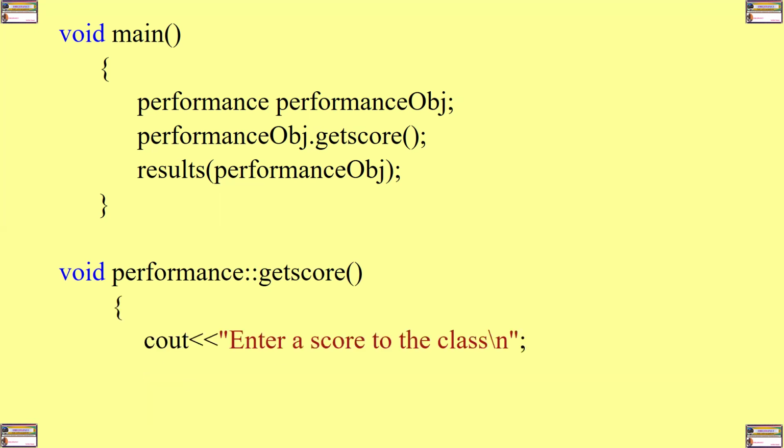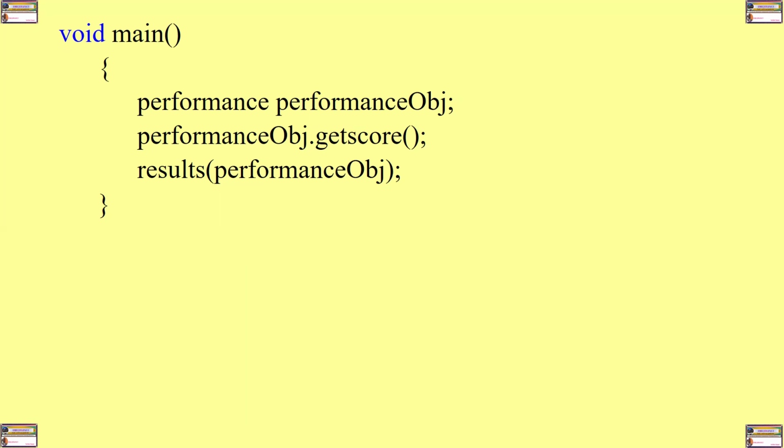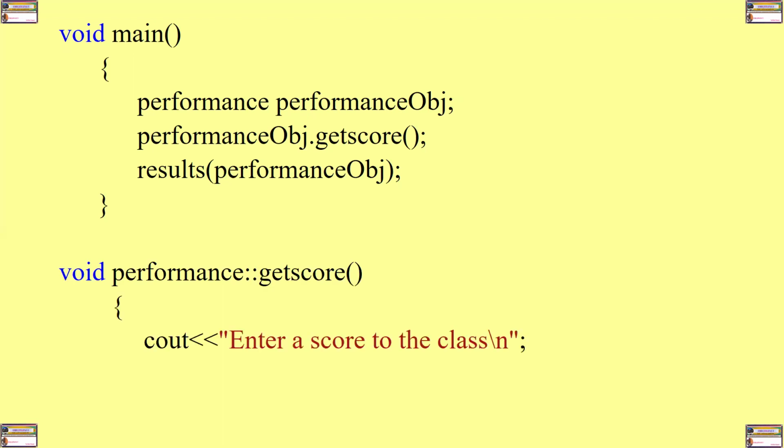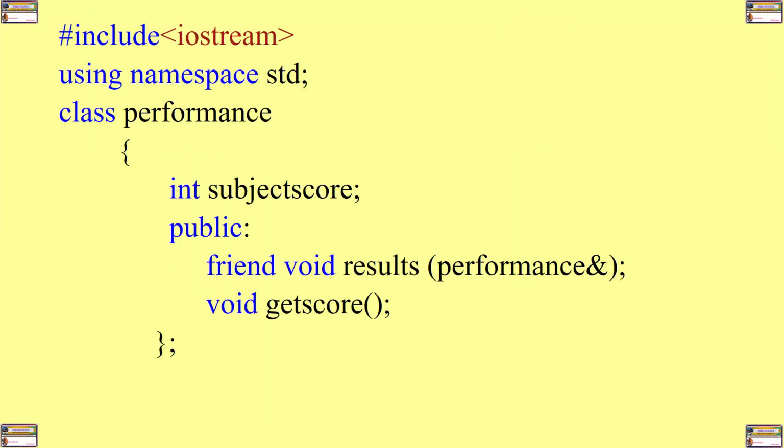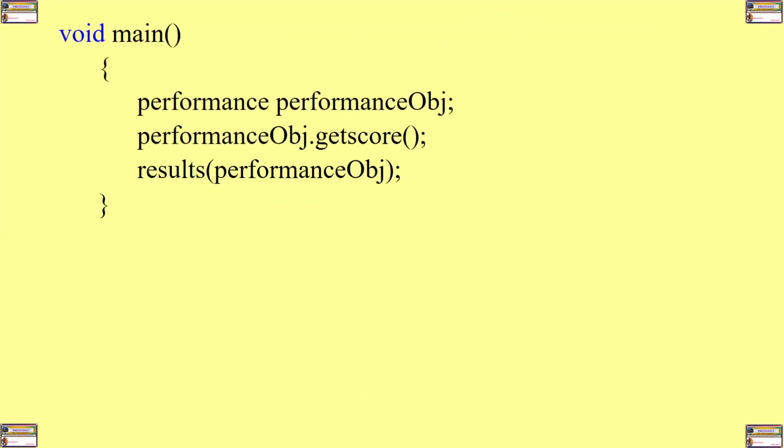Once you have the heading for that function, the next is to define it. What is it supposed to do? It is prompting the user to enter a score. And then the user enters a value, and that value is stored into the subject score. So because getScore is a member of the class called performance, the value that is entered there will be assigned or stored in this member called subject score. So that's what this function is doing.